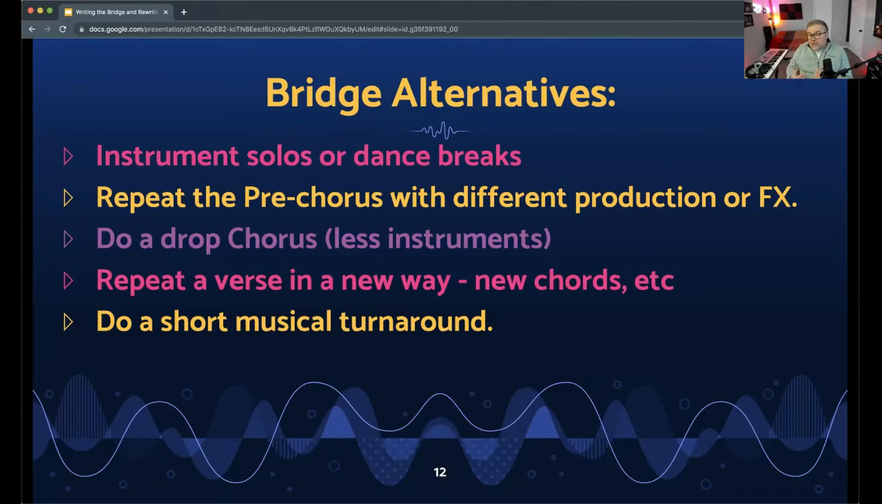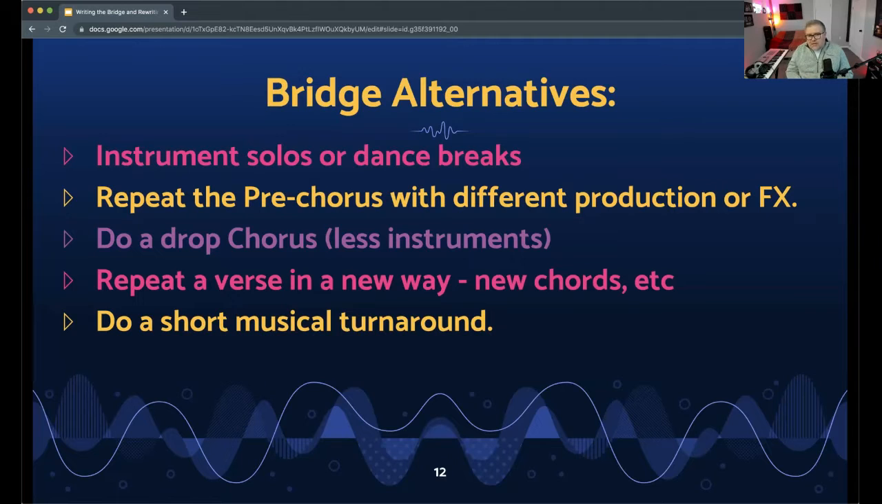You could also repeat a verse in a new way. I've seen some songs where they actually repeat the first verse, but they do it with a different melody, they do it with different chords. And sometimes you can just do a short little musical turnaround, or just have the music of maybe one of the other sections play before going back to a chorus. So there are some options if you don't want to necessarily write a lyrical bridge.